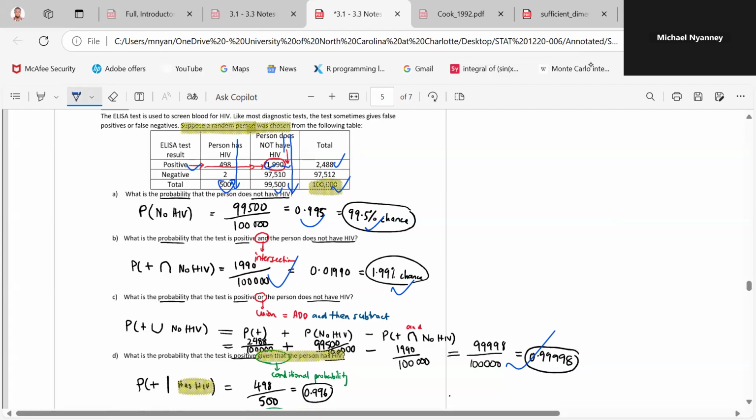That is the 500. Okay. So within this 500, we want to find the probability that the test is positive. So who are those that test positive in this 500? We have what? 498. So that gives you the probability.